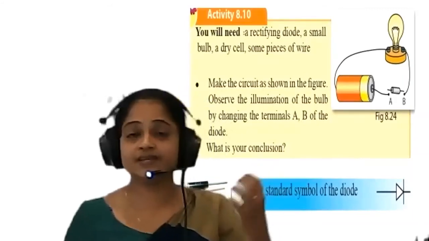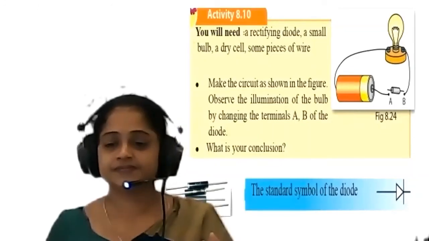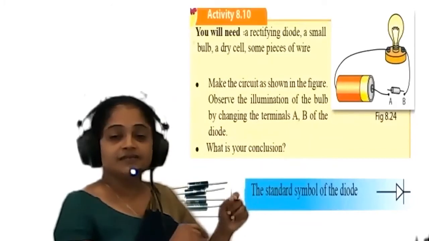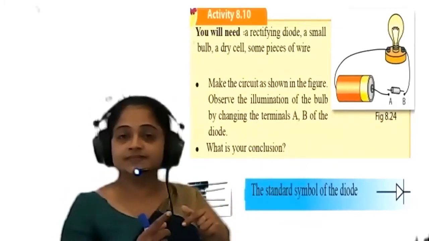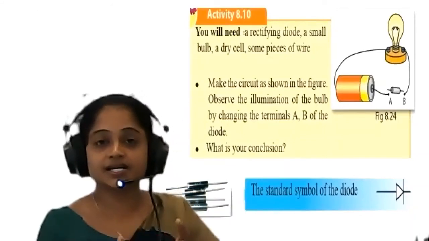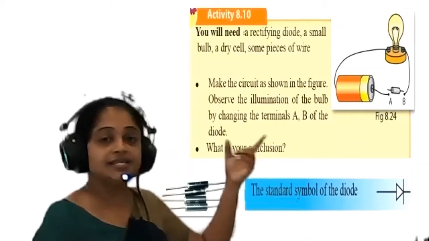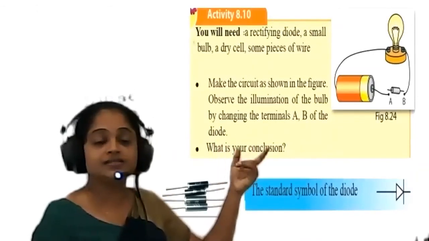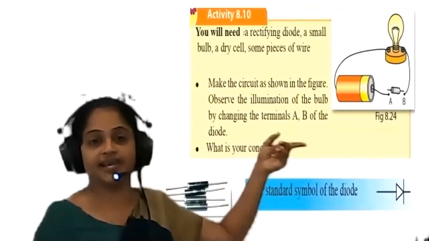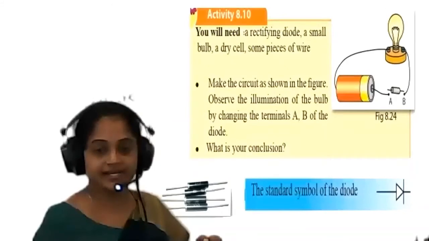Right? Based on previous knowledge, can you guess what is the reason for that? Yes, the reason is when we change the terminals, it does not allow the current to pass through the circuit. That is the reason. That means the diode can conduct electricity in only one direction, in a certain direction. Right? That is the reason for that.